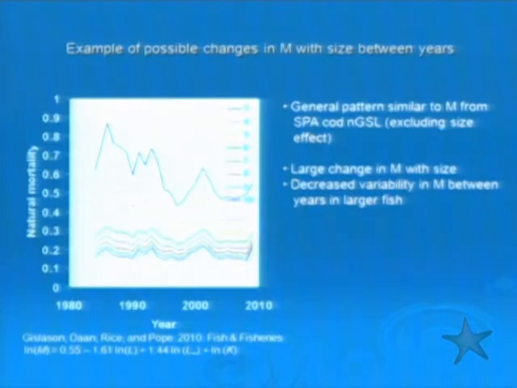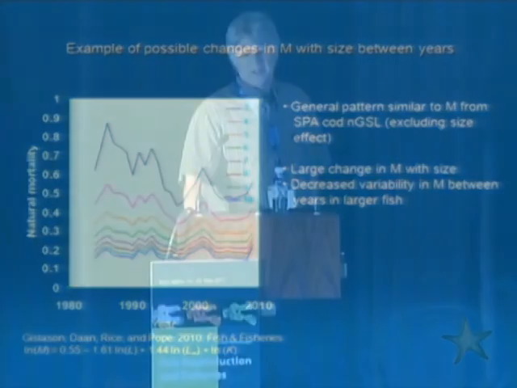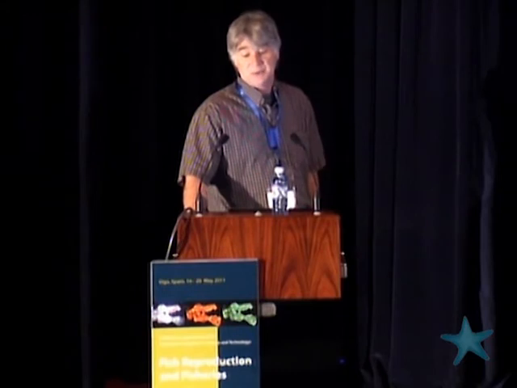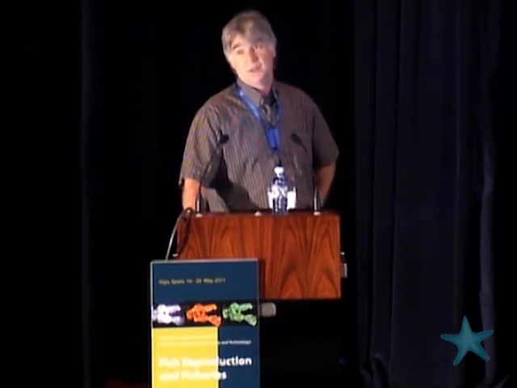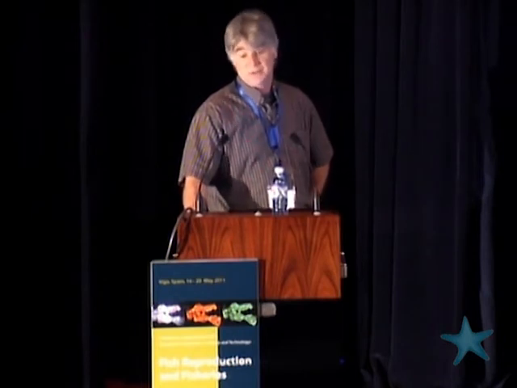But I think the most important thing is that it's showing the very large change in M with size. For example, in the model that we are using, we have a mean natural mortality that is equal for all ages. And if we use that type of model, we see that, for example, the mortality at age 3 is much higher than at age 5, 6, or so on. And the other thing is that there's decreased variability in the natural mortality between years when it comes to larger fish. So these types of changes can have very important consequences for the reproductive rate and productivity of the stocks.